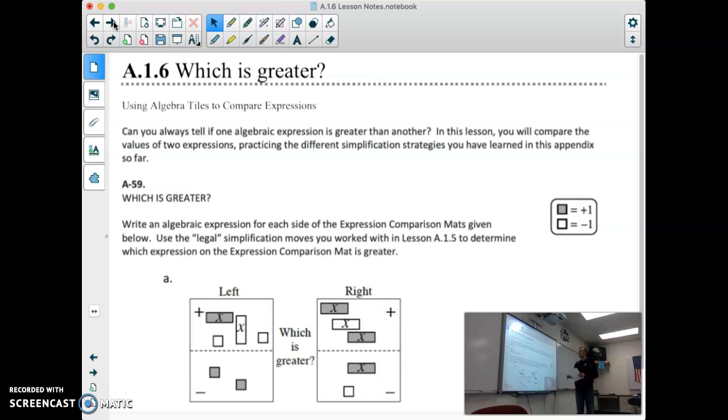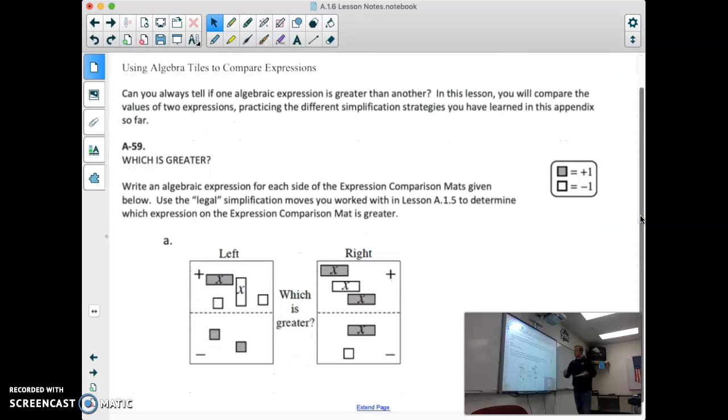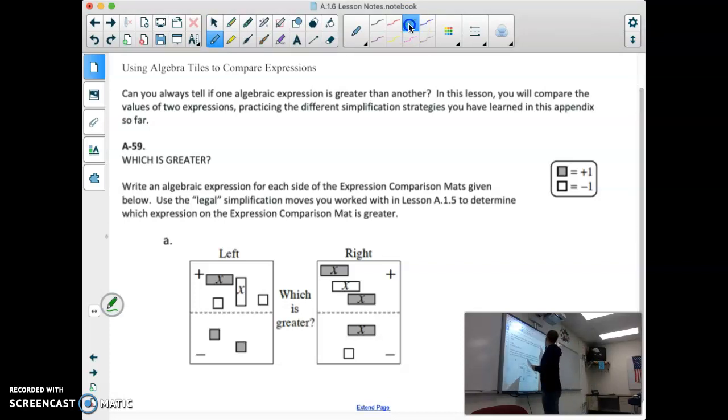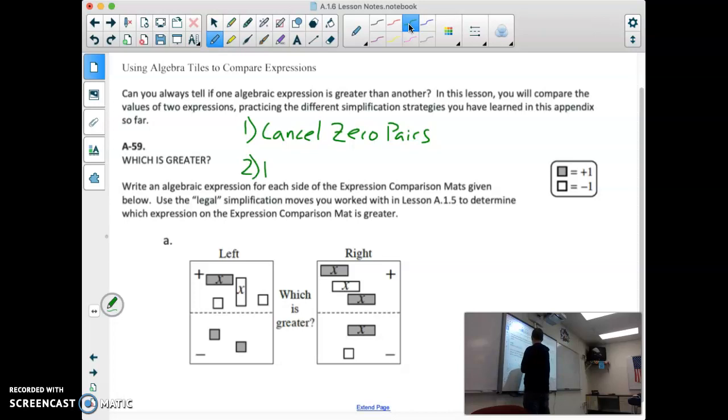So yesterday we started talking about which is greater in terms of quantities on our expression mats, and we're going to continue doing that today. So when we are talking about our legal simplification moves that we talked about yesterday with Mr. Myers, there were 3 different things that we could do. The first thing was we could cancel our zero pairs. The second, we could remove like tiles from both mats.